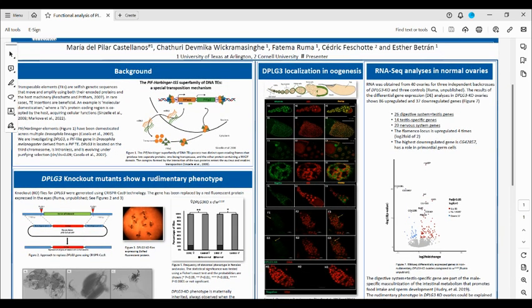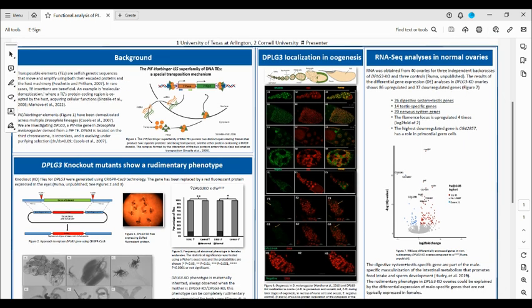So we also performed RNA-seq analysis for DPLG3 KO normal ovaries in the lab, and we analyzed the differential gene expression. That analysis showed that 86 genes are upregulated and 37 genes are downregulated. 26 of these genes are involved in digestive plus testes, 14 are testis-specific genes, 20 are nervous system, and also the flamenco locus is upregulated 4 times. So we think that the rudimentary phenotype in DPLG3 KO ovaries could be explained by the differential expression of male-specific genes that are not typically expressed in females.